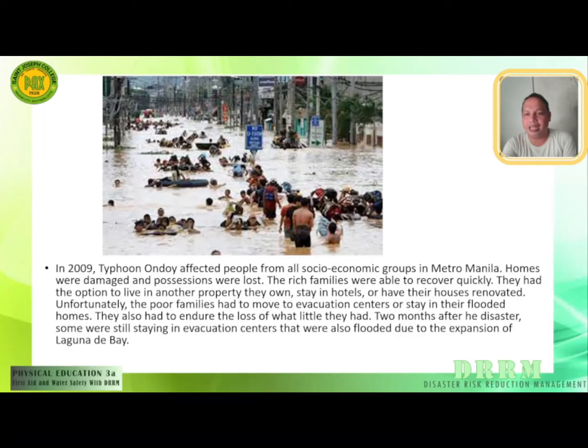The rich families were able to recover quickly. They have the option to live in another property they own, like a condominium or highland residential, stay in a hotel, or have their own houses renovated. Unfortunately, the poor families had to move to an evacuation center or stay in their flooded homes. They also had to endure the loss of what little they had. Two months after the disaster, some were still staying in evacuation centers that were flooded also due to the expansion of the Laguna de Bay.